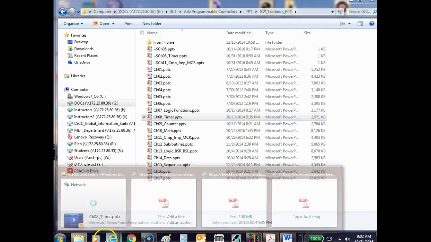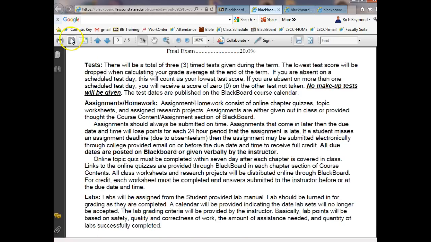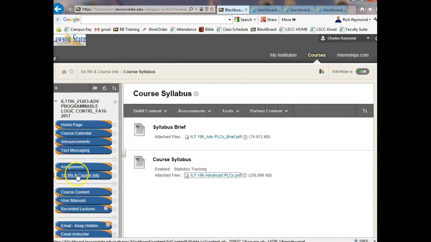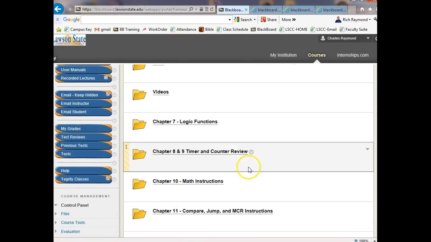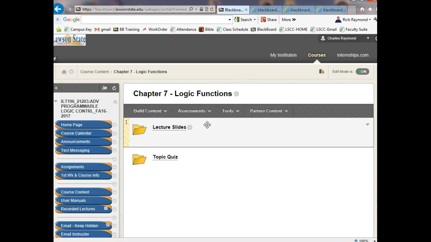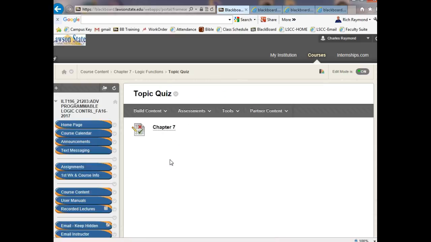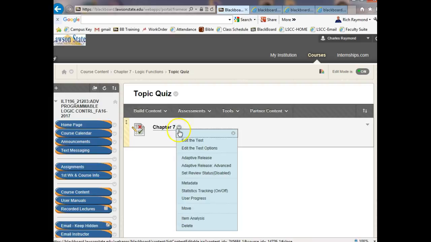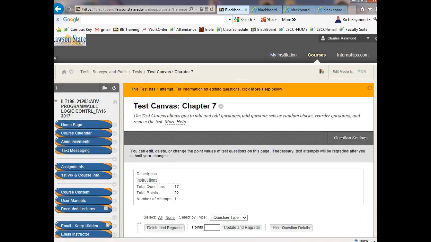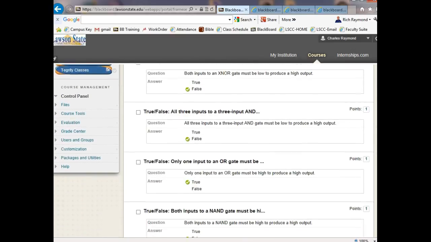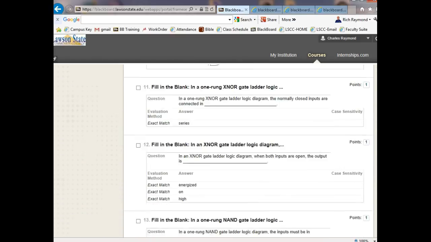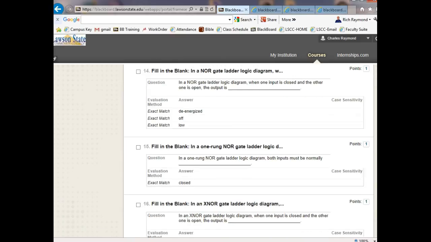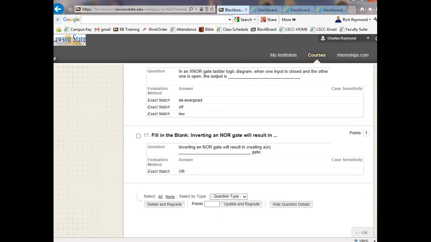So inside, let me see, Blackboard. When we go into course content, these are the things that we're studying. So here's logic functions. When you go inside logic functions, just like it says, we have a topic quiz. And there's going to be logic: the gates, functions, exclusive or, exclusive nor. And there's 70 questions here that would be inside there.